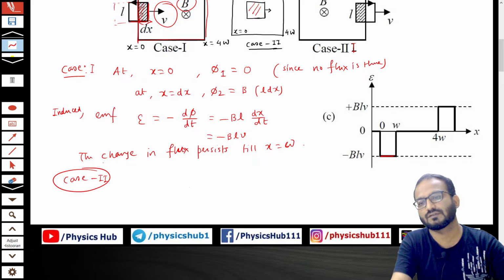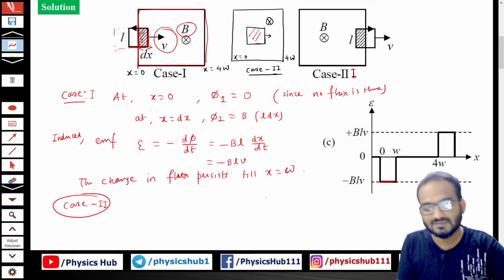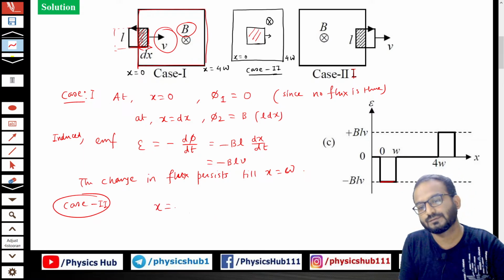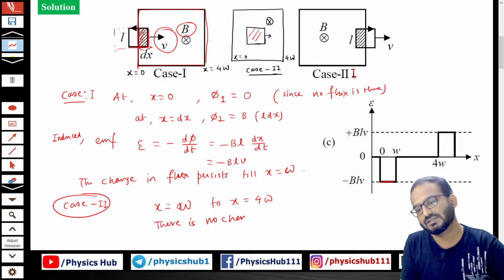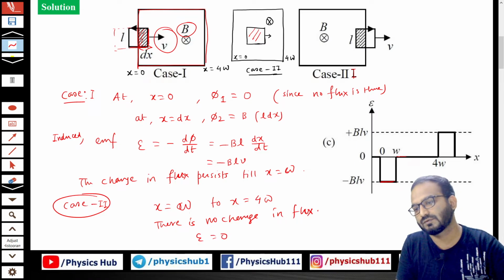In case 2, you see it is completely inside, so there is no change in flux. Between x equals W and x equals 4W, there is no change in flux. If there is no change in flux, what will be the induced EMF? Induced EMF will be 0. So that's why between W and 4W, the induced EMF is 0.